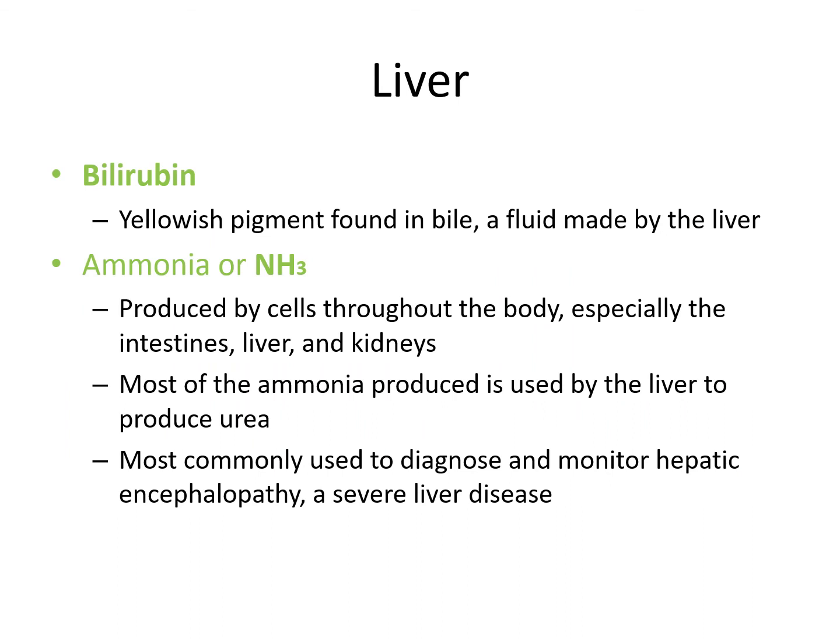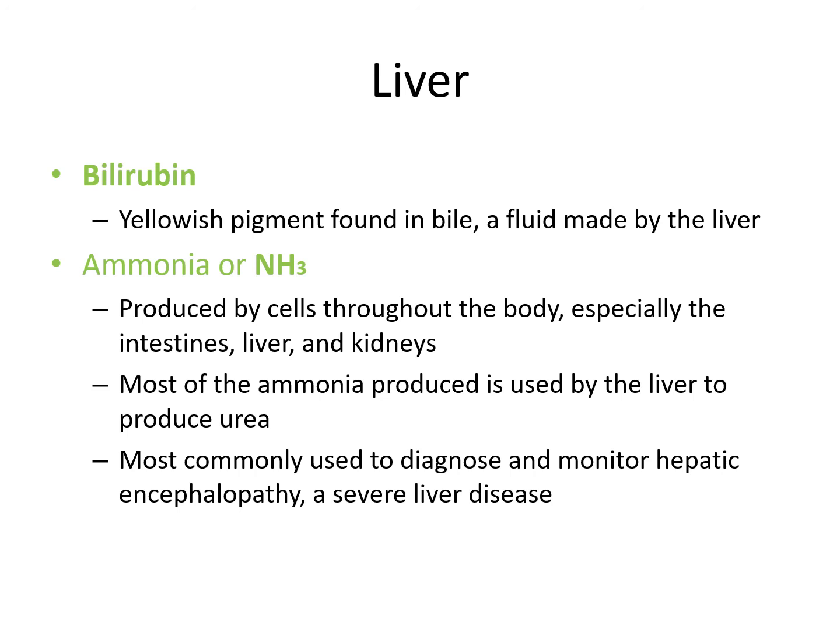We also have bilirubin. This is the yellowish pigment found in bile, and it is made by the liver. Bilirubin is what gives bruises their distinctive color when they go from the color of blood cells, that reddish purple, to that yellow green. That yellow green is bilirubin.